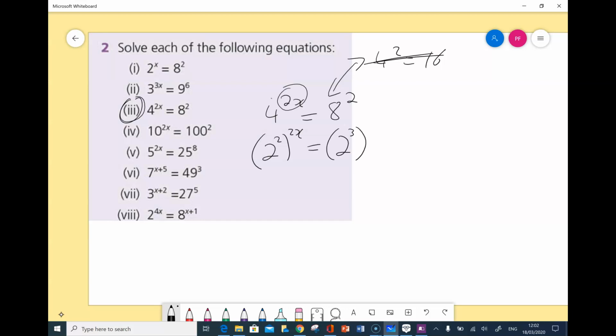How do I know to do that? To be honest with you guys, it's just experience. You just have to practice using different numbers, and you'll quickly spot which numbers you need to use after a bit of practice. So in this situation we multiply, so 2 by 2x is 4x, and 3 times 2 is 6. Base numbers are the same, so indices must be the same. 4x is equal to 6, x is equal to 6 over 4.